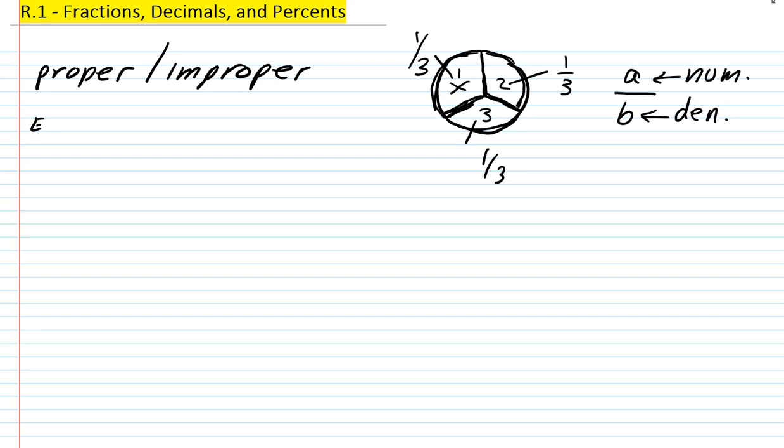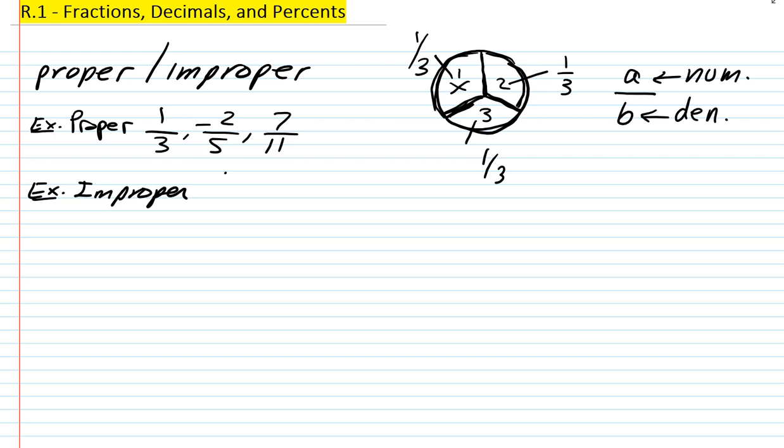So examples of proper fractions, let me just make a few here. 1/3, -2/5, 7/11. So these are all examples of proper fractions. Now improper fractions are fractions whose numerator is equal to or is greater than the denominator. So examples of improper fractions would be 11/7, -4 divided by 3, and simply 3 divided by 3. Of course, 3 divided by 3 is 1. But nonetheless, these are examples of improper fractions.